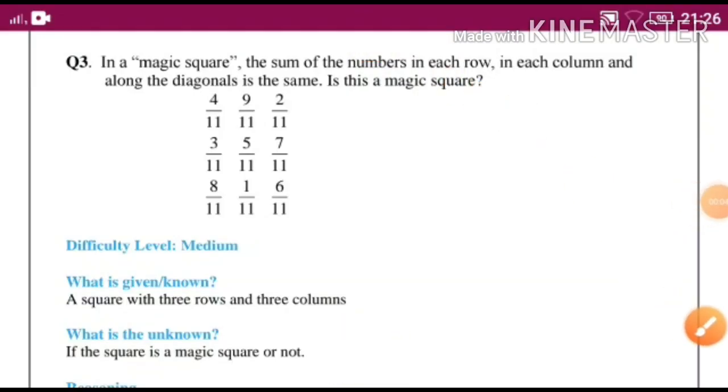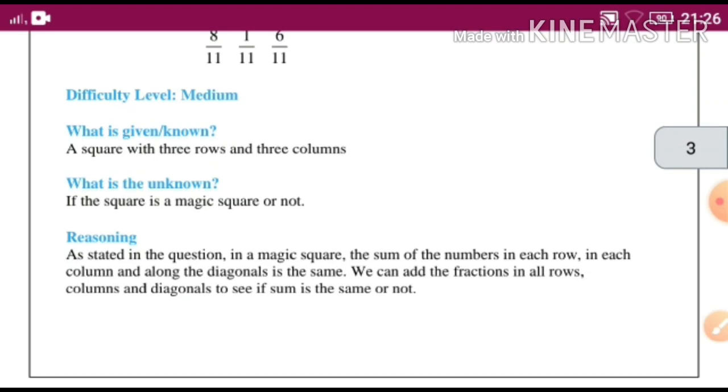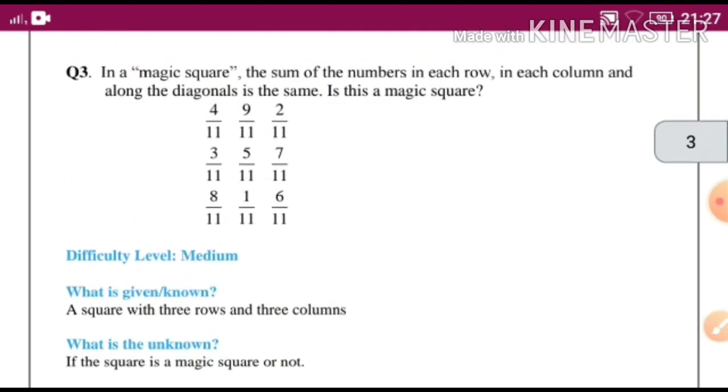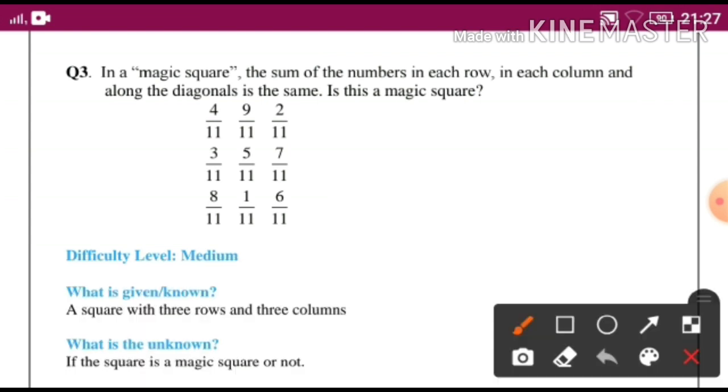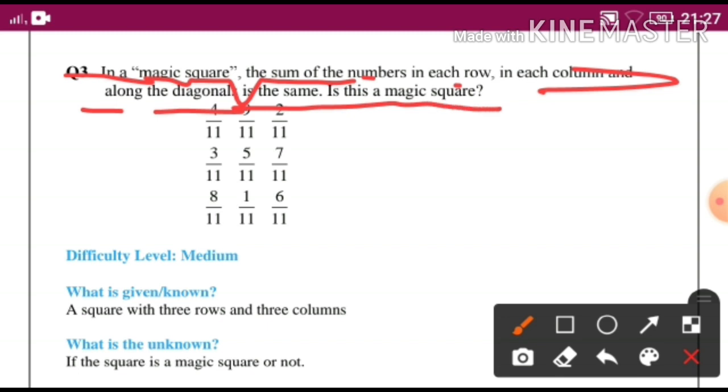In this video, we will be starting with our chapter 2, exercise 2.1, question number 3. Your question number 3 is: in a magic square, the sum of the numbers in each row, column, and along diagonals is the same. Is this a magic square?